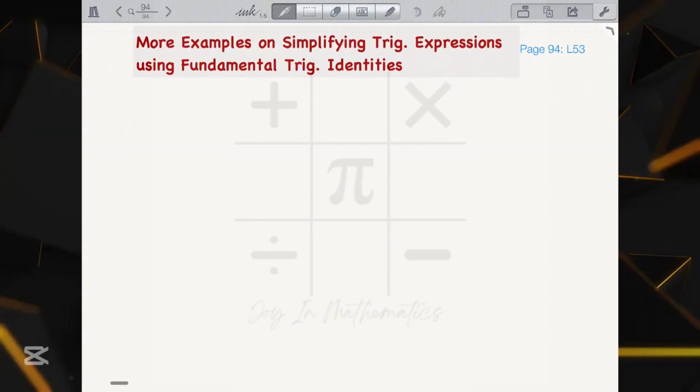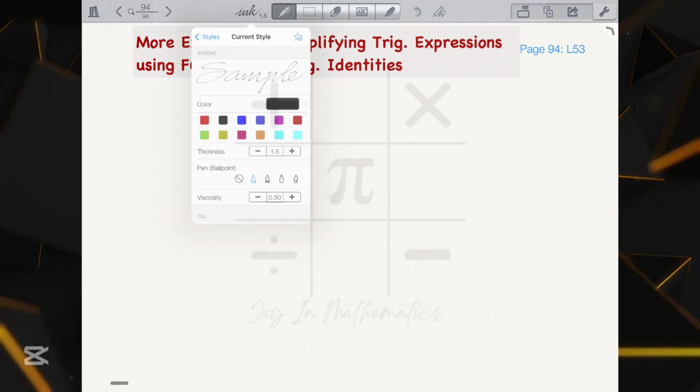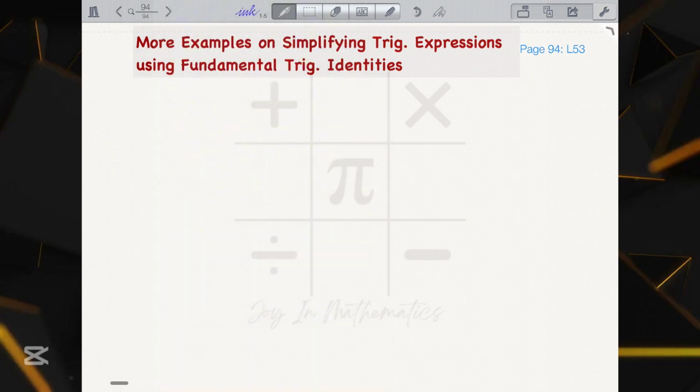Now let's take more examples on simplifying trig expressions using fundamental trig identities. Before we continue, let's recall the three fundamental trig identities, where we have sine squared theta plus cos squared theta is equal to 1. When we divide all through by sine squared, we will have that 1 plus cot squared theta is equal to cosec squared theta. And when we divide all through by cos squared, we will have that tan squared theta plus 1 is equal to sec squared theta.